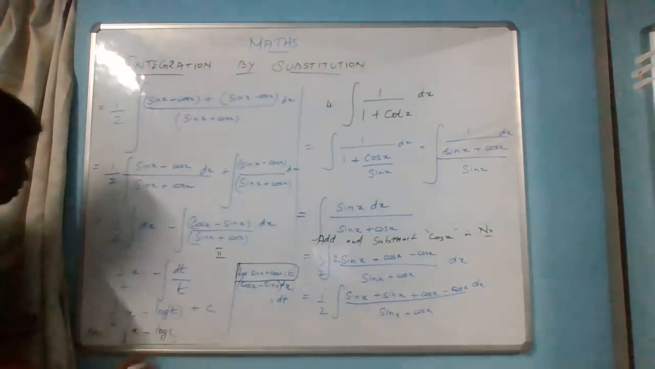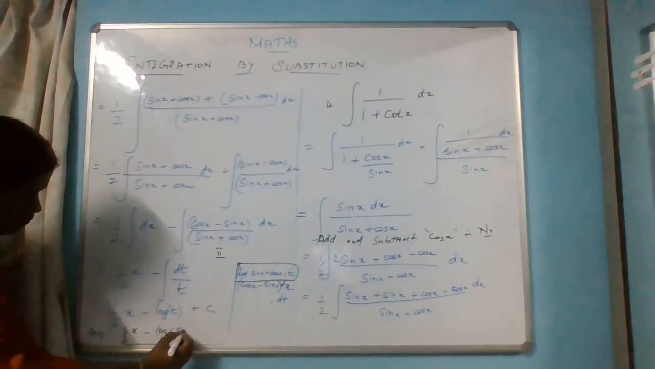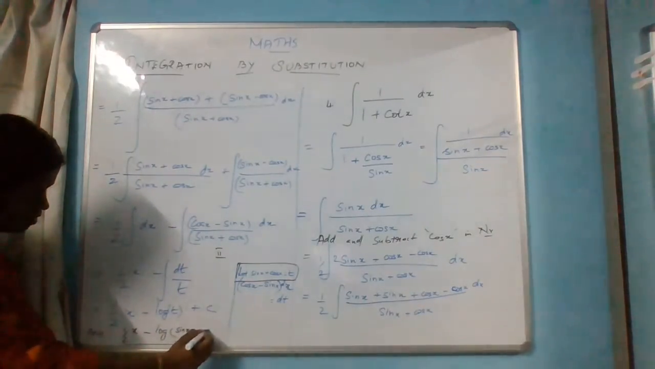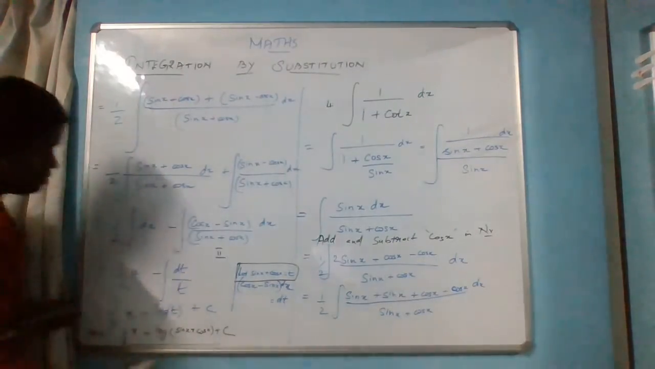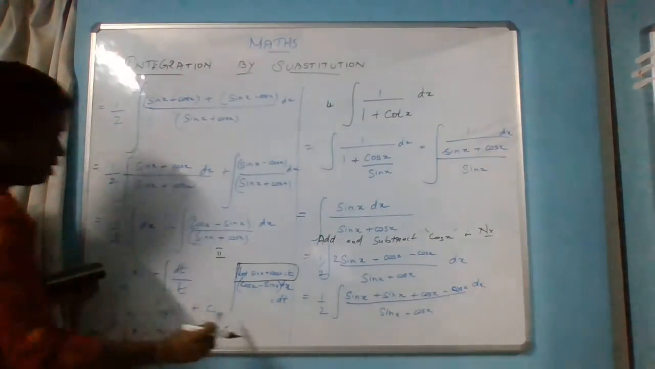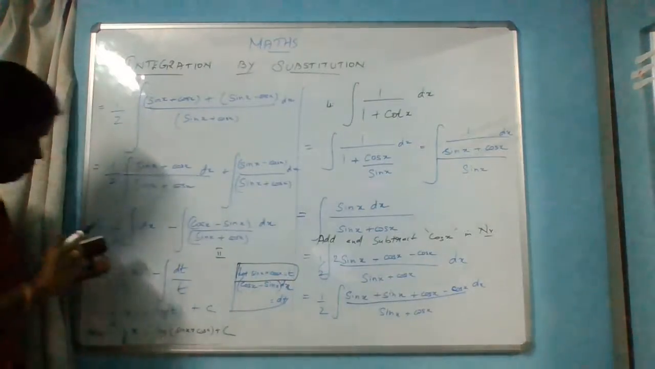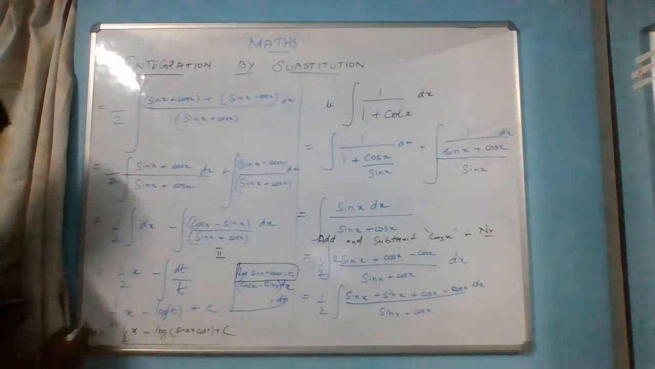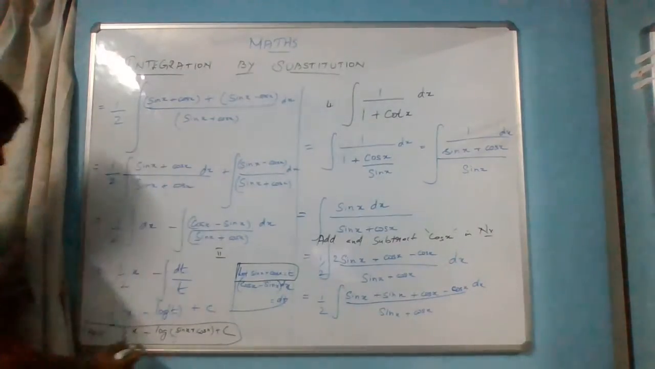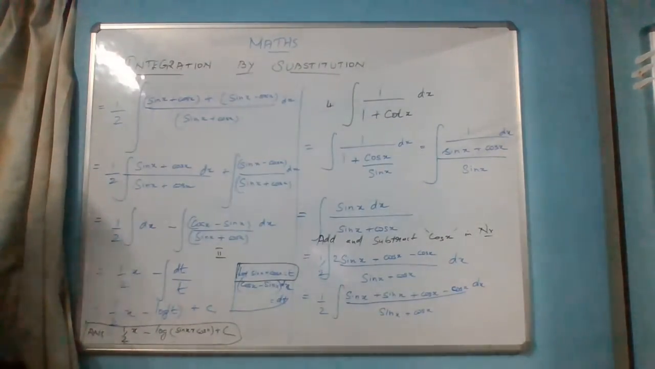t is nothing but sin x plus cos x. So log of sin x plus cos x, plus c. So this is what can be done with the simple method. This is your final answer.